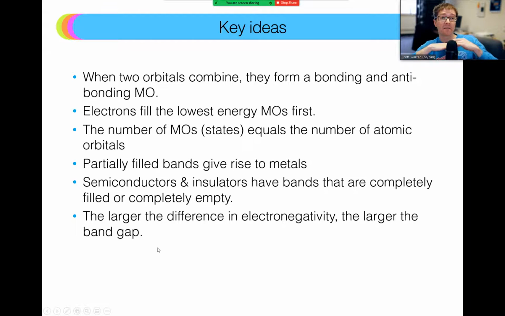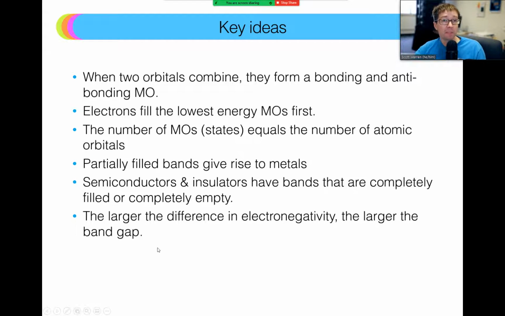In these plots of MO diagrams, the vertical axis is energy. That means that we are going to put electrons into the energy levels at the bottom, that's the lowest energy, and work our way up, because if given the option, electrons are going to go into the lowest energy, most stable molecular orbitals, or they'll go into the most stable, lowest energy states in the solid.